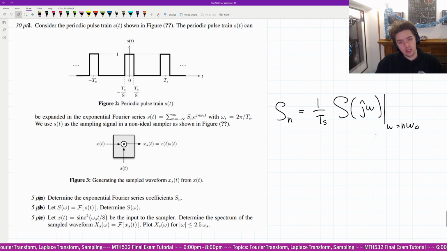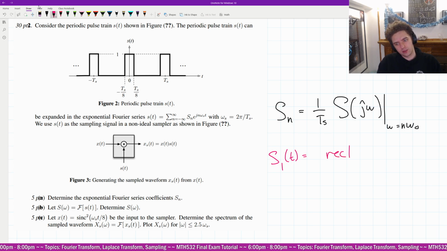So let's find the Fourier series. The Fourier transform of our actual S of t, I'll call it S1 of t. So it's like one single period of it, right? S1 of t, just the middle period. What is it? Well, it's the rectangular function, right? It's rect. So it's going to be this.